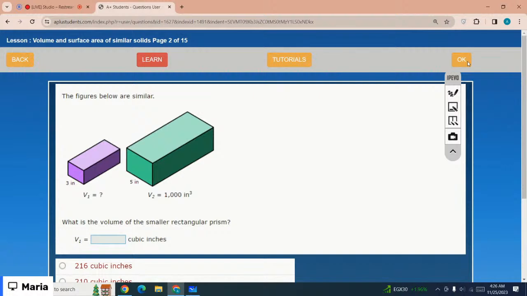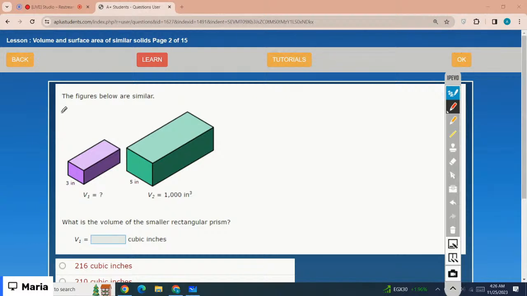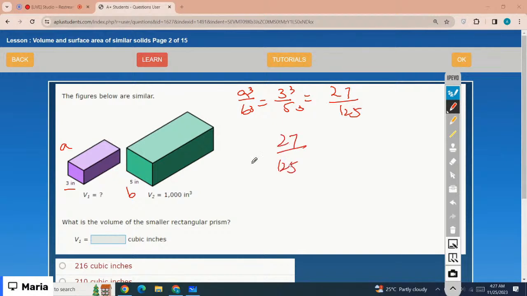The figures below are similar. What is the volume of the smaller rectangular prism, right? So let's just see there. This is the smaller prism, that is A, and this is B. They are similar sides. That would be A over B, that is 3 over 5. So you have to calculate their cubes, right? That would be 3 times 3 is 9, 9 times 3 is 27. 5 times 5 is 25, and 25 times 5 is 125. Now just form a proportion, right?